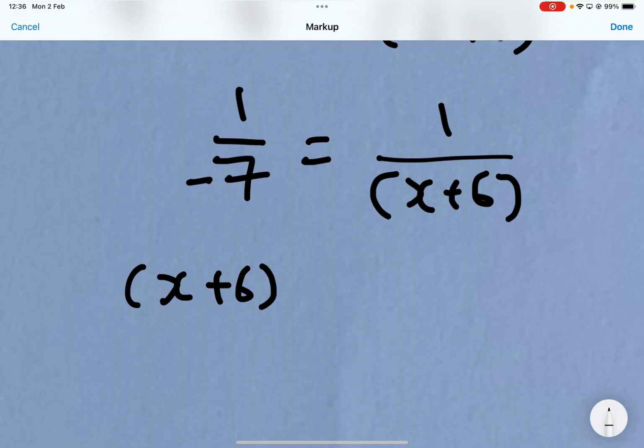At the same time, I don't want this denominator also. So I can multiply negative 7 to cancel away this denominator. Then when I multiply negative 7, it will come over here to become negative 7. Because I multiply negative 7 to both sides. Then here will be 1 times negative 7. When I multiply this across, this is 1 times the bracket.